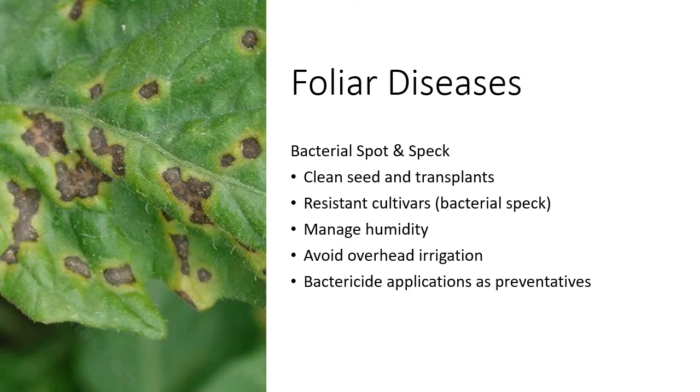In order to manage bacterial spot and speck, again, I'm lumping them together, we must start out with clean seeds and or clean transplants. Avoiding bringing these pathogens into our high tunnels is absolutely critical. Resistant cultivars are available for bacterial speck, and I highly encourage any grower who has a history of bacterial speck in their high tunnels to go with resistant cultivars. Again, there are several available on the market.